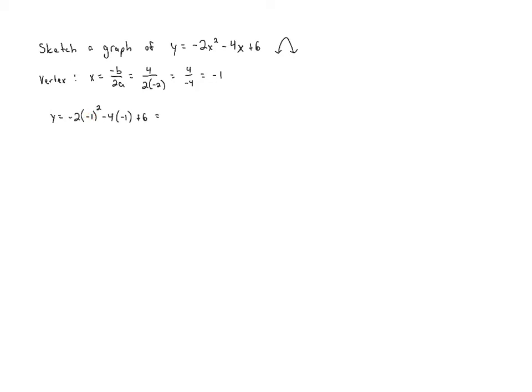Now, negative 1 squared is positive 1, and negative 2 times positive 1 is negative 2. So we've got negative 2, and then it's going to become plus 4, because a negative times a negative is a positive, and then plus 6. And negative 2 plus 4 plus 6 is 8. So our vertex is going to be the point negative 1, 8, because x is negative 1 and y is 8. So let's get an xy plane, and let's plot that vertex.